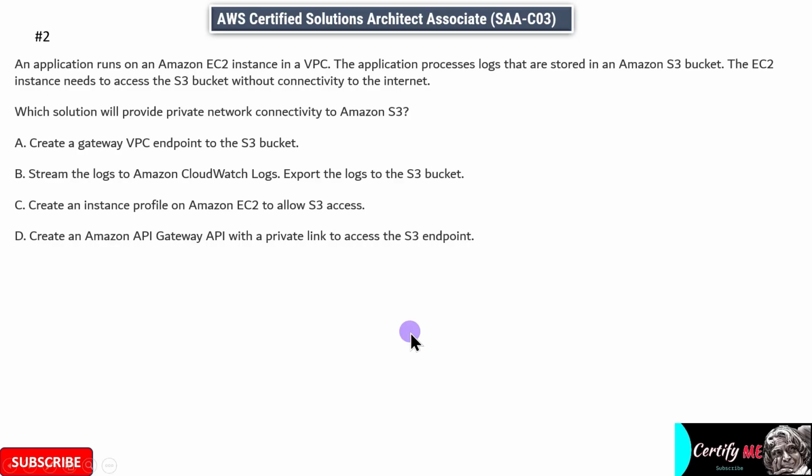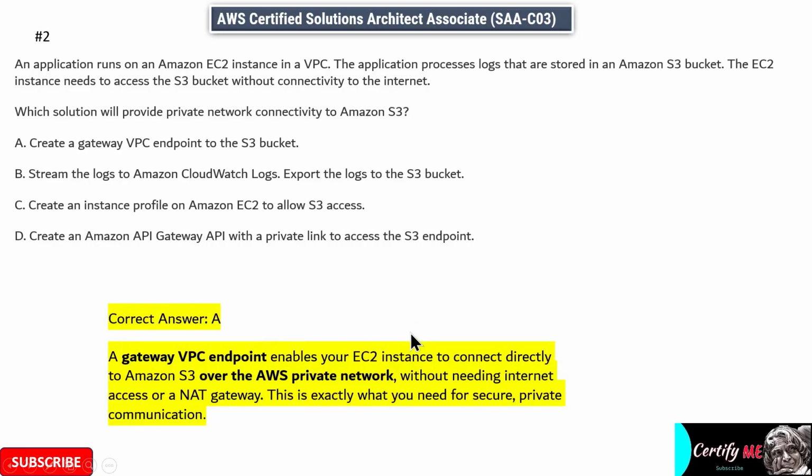The correct answer is option A. A gateway VPC endpoint enables your EC2 instance to connect directly to Amazon S3 over the AWS private network without needing internet access or a NAT gateway. This is exactly what you need for secure private communication.